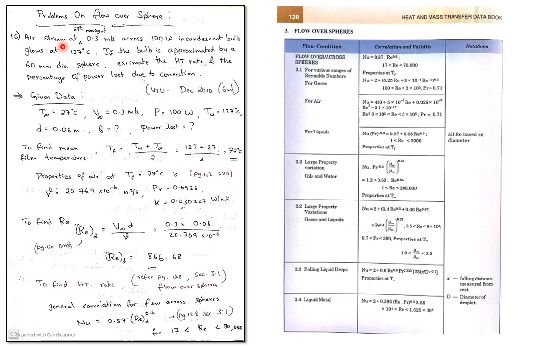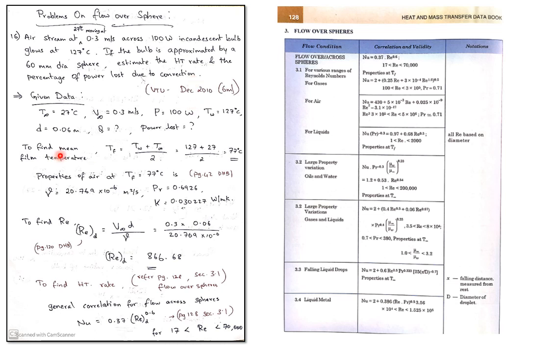Next, this problem is related to flow over a sphere. Previously we covered flow across cylinders, now this is related to a sphere. How to solve this? Air stream at 27 degrees moving at 0.3 meters per second across a 100 watt incandescent bulb. What do you mean by bulb? It is in the form of a sphere. It glows at 127 degrees Celsius. So he has given the bulb temperature, which means the wall temperature. If the bulb is approximated by a 60 mm diameter sphere, so he has given the diameter of the sphere, estimate the heat transfer coefficient and the percentage of loss due to convection.